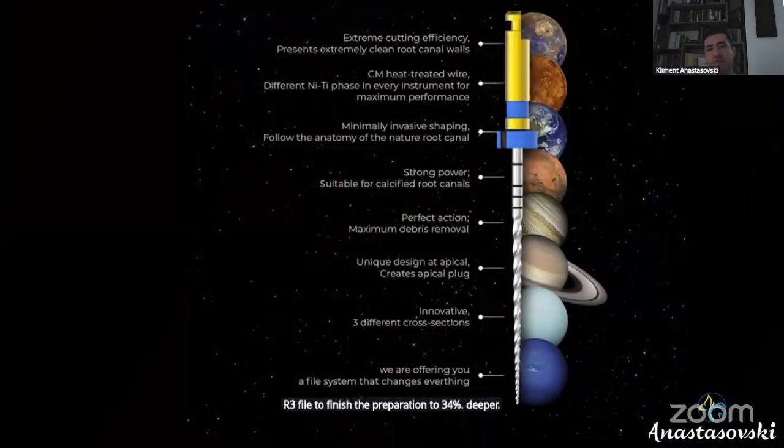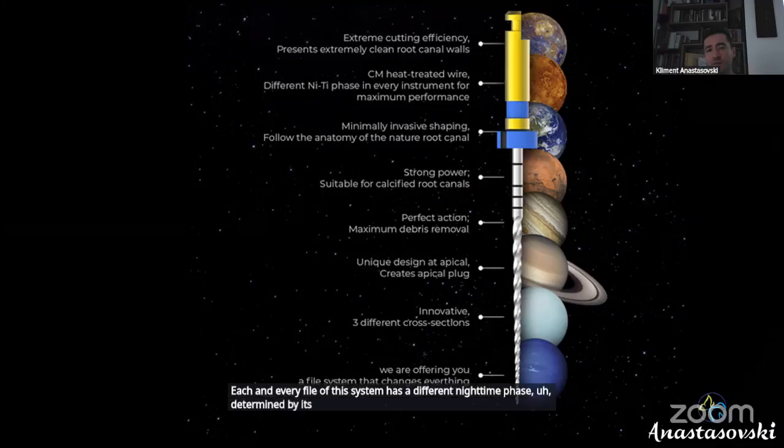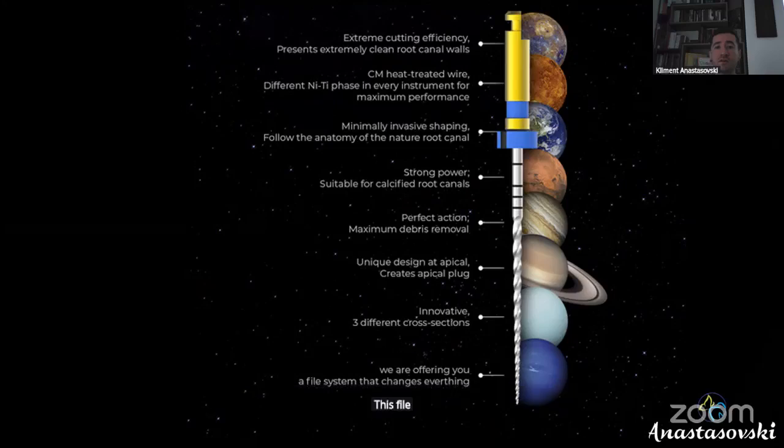That said, the Rising file system is a controlled memory heat-treated wire. It has, as we said, a different NiTi phase in every instrument for maximum performance. Each and every file of this system has a different NiTi phase, determined by its role inside the shaping of the root canal system. This file system provides us with the extreme cutting efficiency that the design gives us. Also, it gives us a minimally invasive shaping.